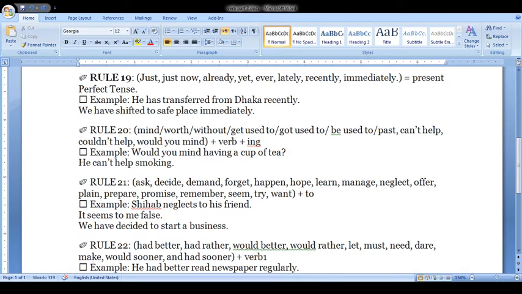Rule 22 says if you find had better, had rather, would better, let, must, need, dare, make, would sooner, had sooner, this much, then after this the base form of the verb will be used. For example, he had better read newspaper regularly. So we found the phrase here, had better. So we have to take base form of the verb read here.